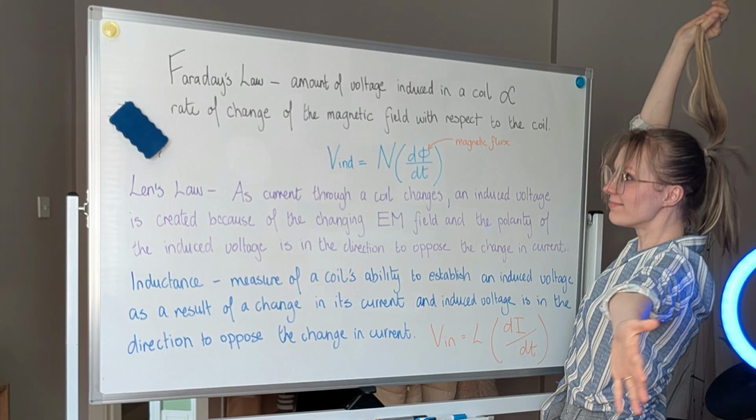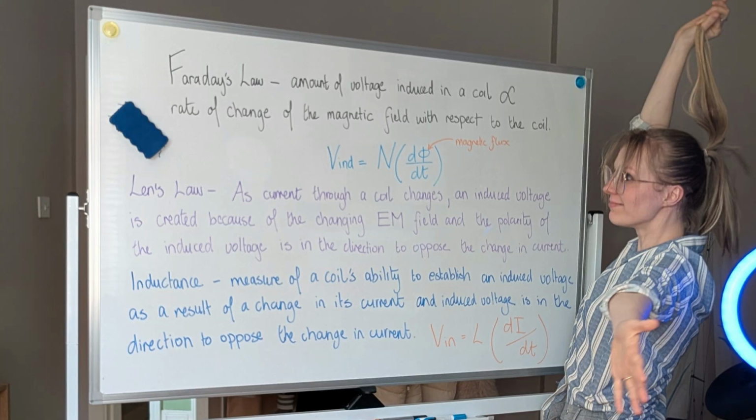Before I get to the official definitions of inductance, I want to cover the definition of two laws, Faraday's law and Lenz's law. Faraday's law states that the amount of voltage induced in a coil is directly proportional to the rate of change of the magnetic field with respect to the coil. That d phi dt is the rate of change of the magnetic field, that is magnetic flux. The constant that changes this from directly proportional to an equation is the number of coils.